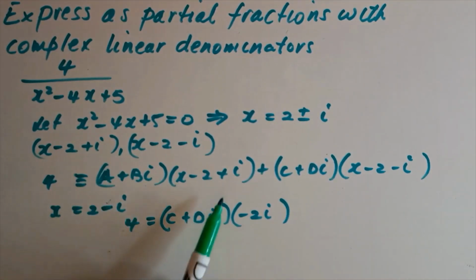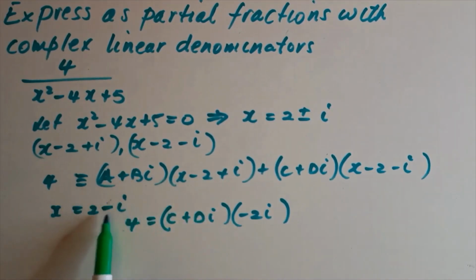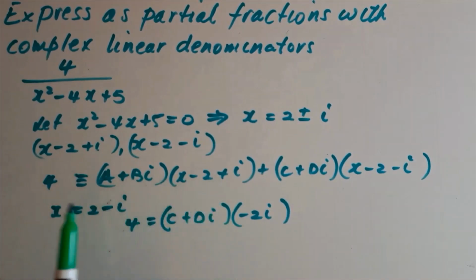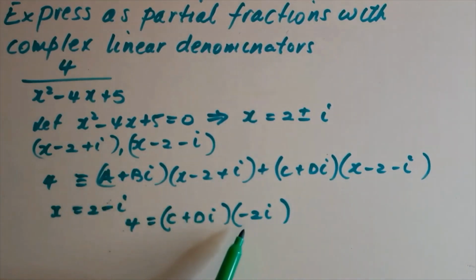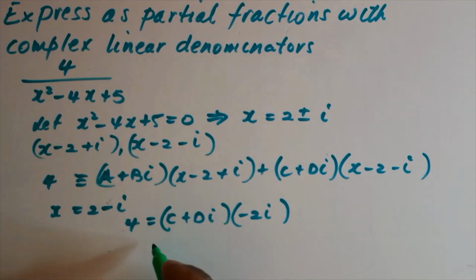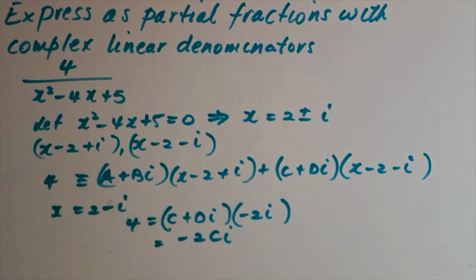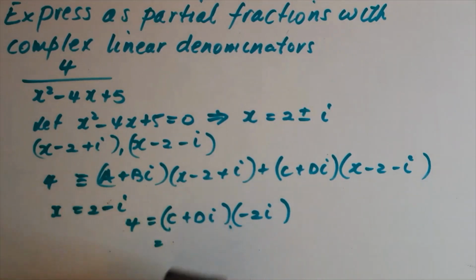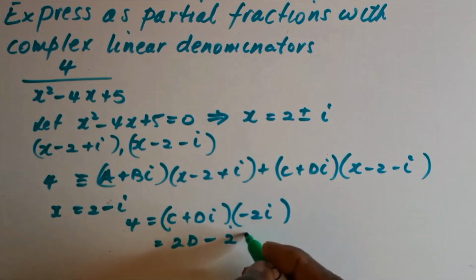So 2 minus i cancels with this minus 2, and 2 and minus i and i cancel to give us 0, so this gets eliminated. But this equates to negative 2i. And now we can write that this is equal to minus 2ci. Let's write it with the real part first. It's 2d minus 2ci.